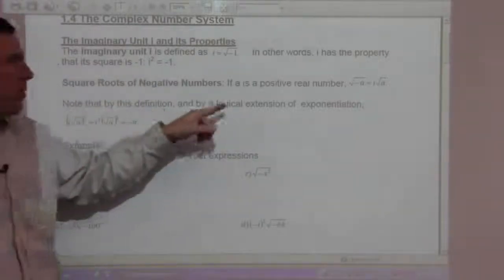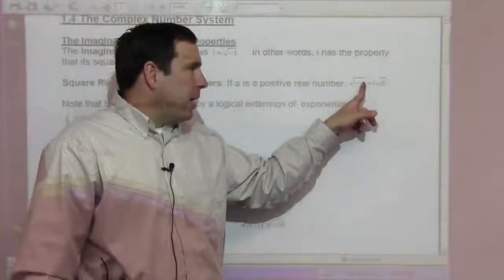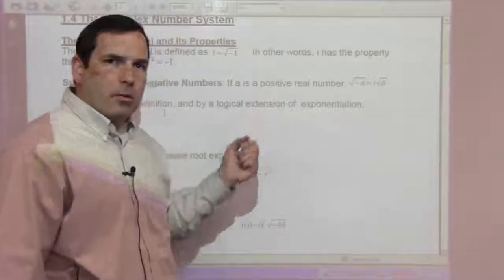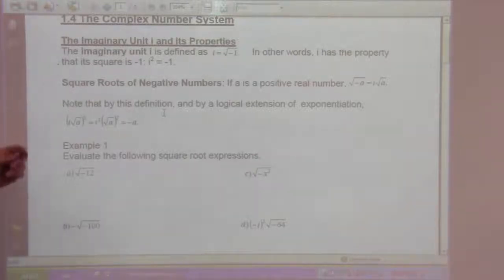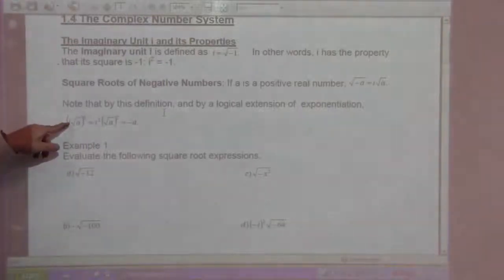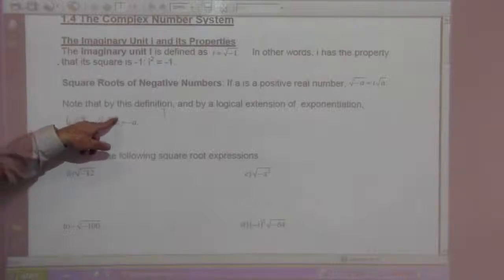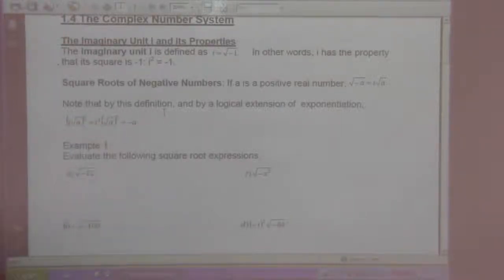So square roots of negative numbers: if a is a positive real number, the square root of negative a would be i times the square root of a. You could factor out the negative and pull it out. Note that by this definition and by a logical extension of exponentiation, i times the square root of a, squared, is i squared times the square root of a squared. i squared is negative 1, and the square root of a squared is a. So that's where you get that negative a.